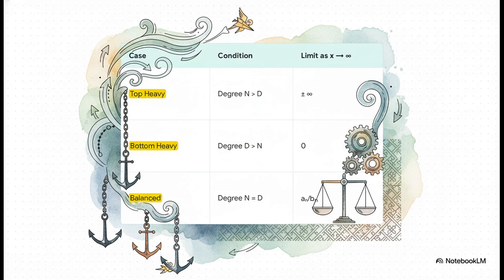First, if the numerator's highest power, its degree, is bigger, we call that top-heavy. The top wins, and the whole function just shoots off to positive or negative infinity. Case 2, if the denominator's degree is bigger, it's bottom-heavy. The bottom wins, and it pulls the whole thing right down to a limit of 0. And what if their degrees are exactly the same? Well, then it's a perfect tie, a stalemate. The limit is just the ratio of their leading coefficients. So if you have, say, 2x squared over 3x squared, boom, the limit is just 2 over 3.